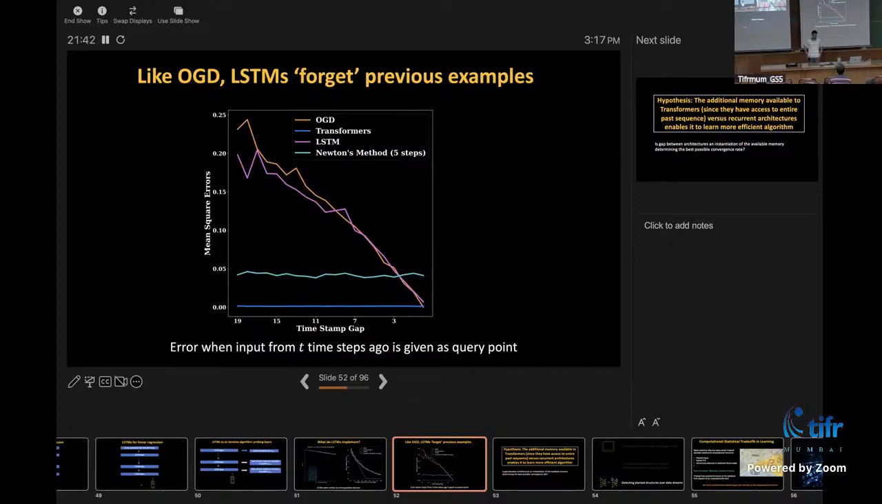Basically, with OGD you're doing corrections one at a time. With the right step size, you can be perfect on the thing that you just saw. But there's no reason that you'll be perfect on something that you saw a long time step back, if you haven't converged yet.